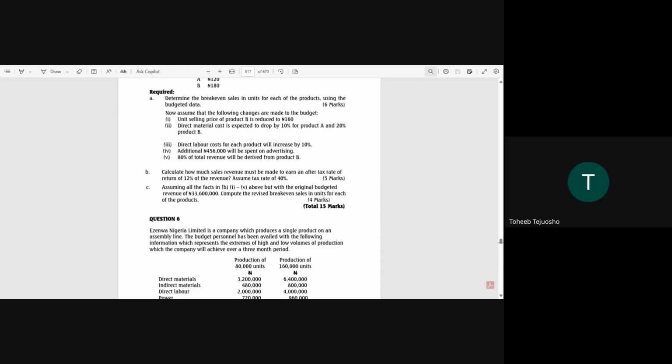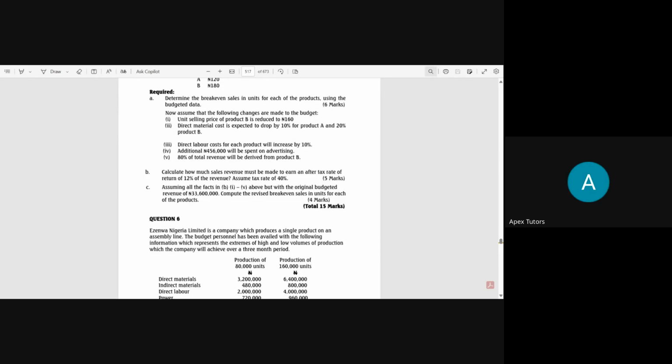Because it is constant. Because it is something that the company, it will help the company promote their products. It's something they have to do. It's not affected by the unit, the total unit produced. The fixed cost is for both products.